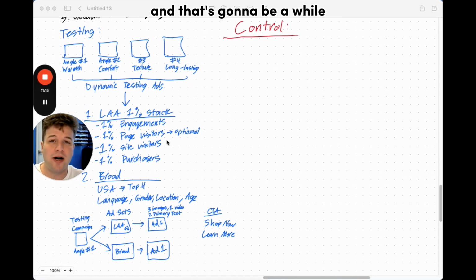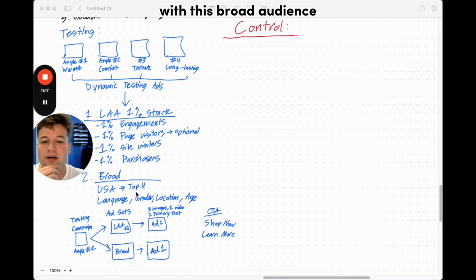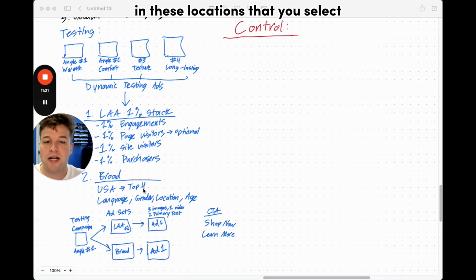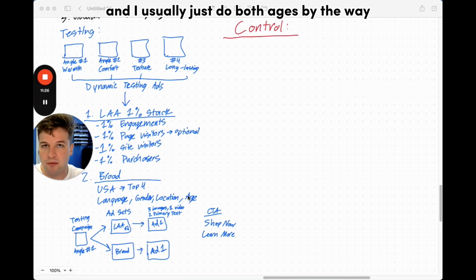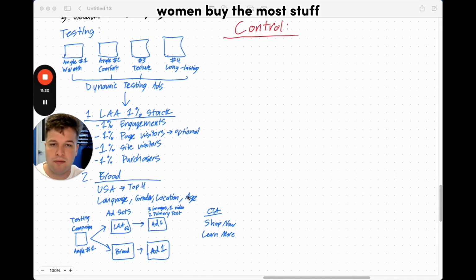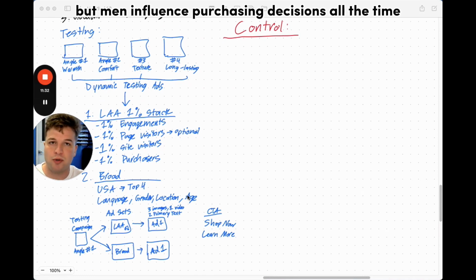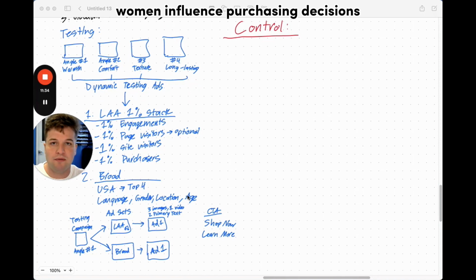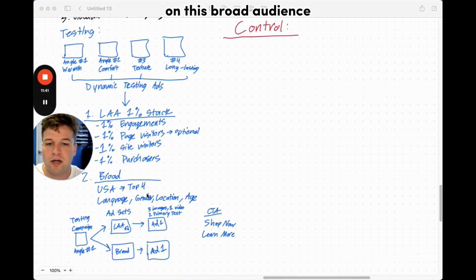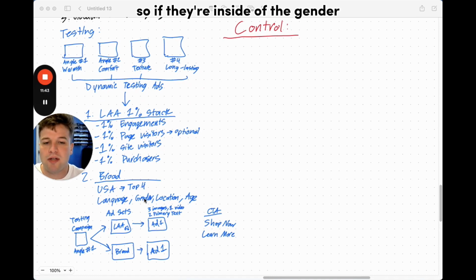And that's going to be a while, because what this broad audience does is it essentially just goes to everybody in the locations that you select that are in this gender and age restriction. And I usually just do both ages, by the way, because people buy for other people all the time. And I know they say women buy the most stuff, but men influence purchasing decisions all the time. Women influence purchasing decisions, they buy for each other. There's no reason to not choose both, but you can choose both on this broad audience. Up to you. So if they're inside of the gender and location restriction, it's going to go to everybody.